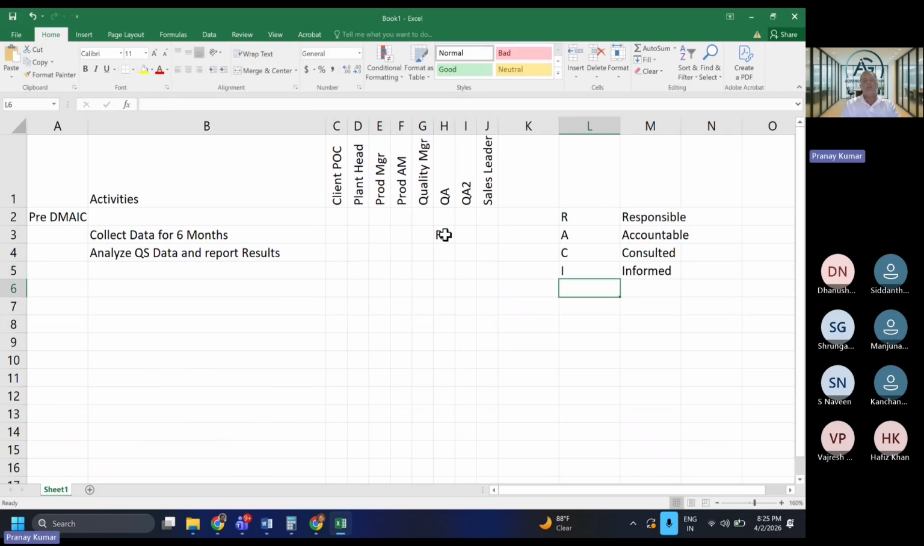So while this job is being assigned to the quality QA, overall accountability is with the quality manager. And please ensure that you inform the plant head, the production manager, and the production team, maybe others also, when we have collected this data. Everyone with me? RACI? Yes, sir. Maybe let us consult the plant manager also. I've consulted him. I've added C for him.